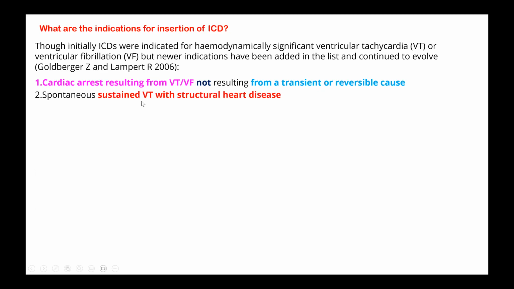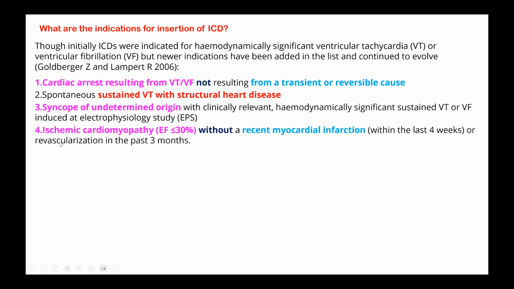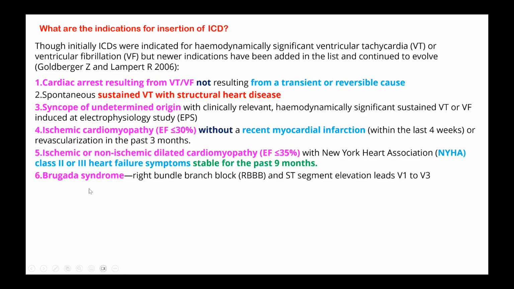Second is sustained VT with a structural heart disease. To find out a structural heart disease, we have to scan that patient. And syncope of undetermined origin, clinically relevant, hemodynamically significant sustained VT, including electrophysiology study. And ischemic cardiomyopathy patient, an EF of less than 30% with a recent myocardial infarction, that is another indication. Ischemic or non-ischemic dilated cardiomyopathy is also another indication for ICD.